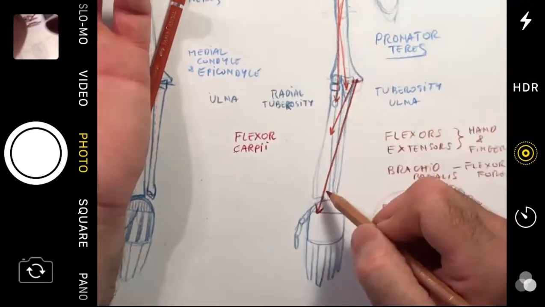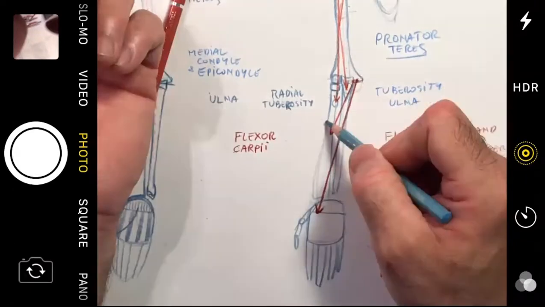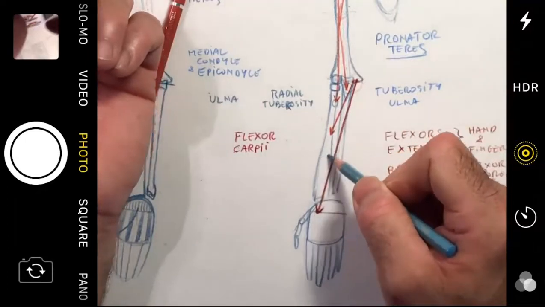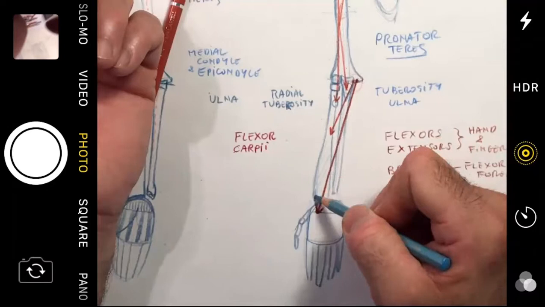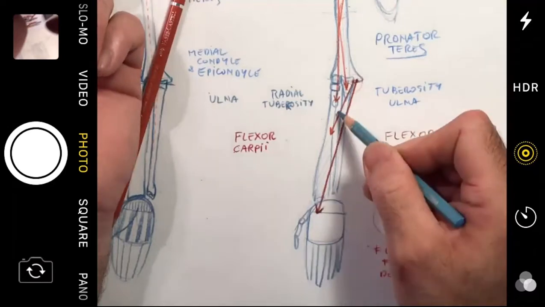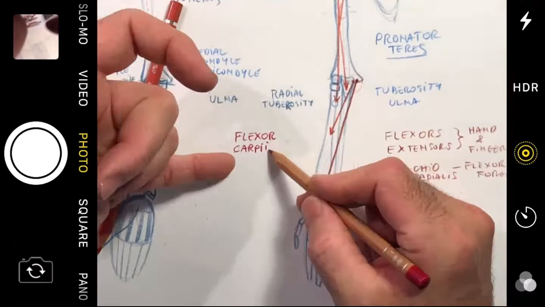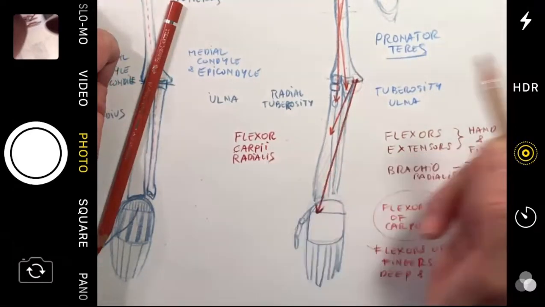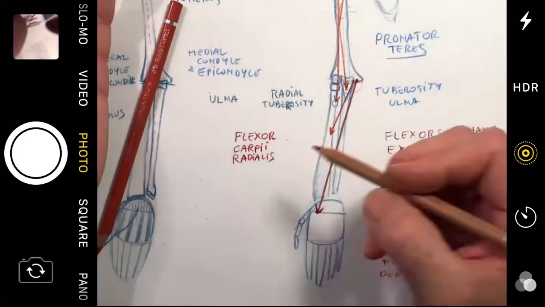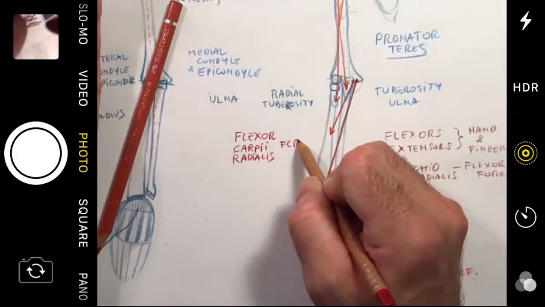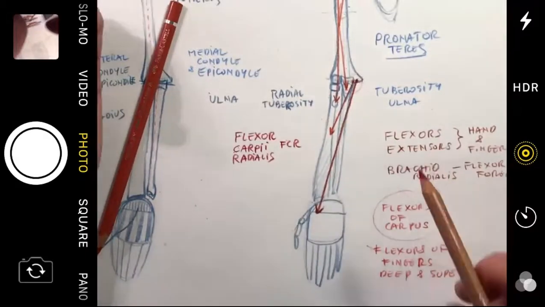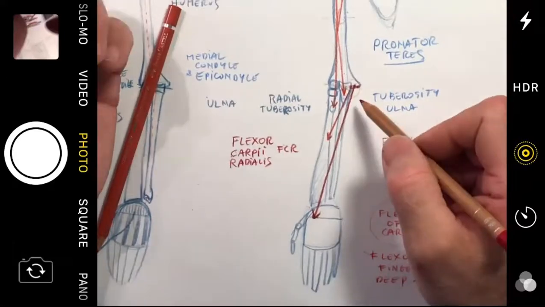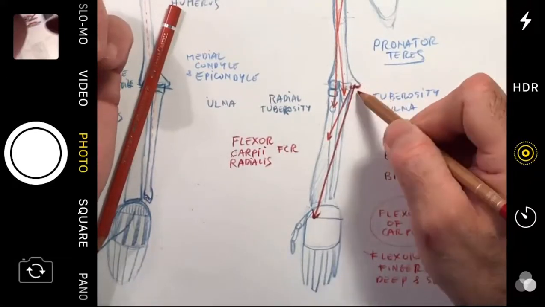And it goes across the radius. See that? It goes across the radius. So flexor carpi radialis. Make sense? Or I can also call it FCR, flexor carpi radialis.